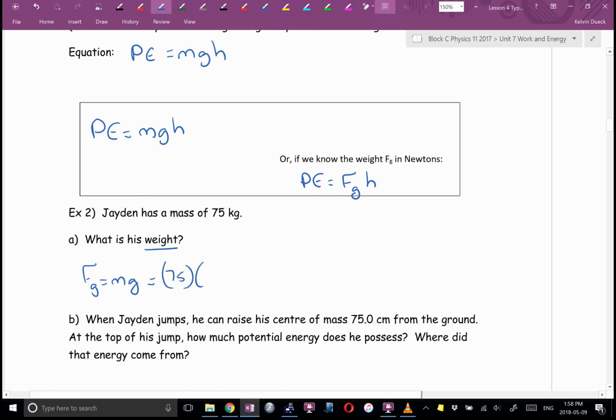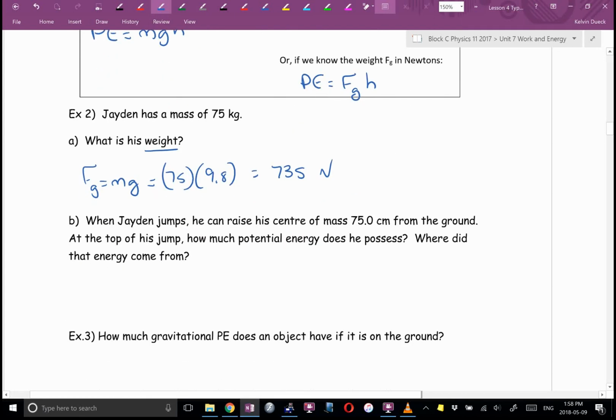What was g? Yep. I think you were the one that told me this in the last lesson too. 75 times 10 is 750, so it's going to be 750 minus 50. Is it 735? Double check me. Yeah. Still can do math in my head. And that would be newtons.